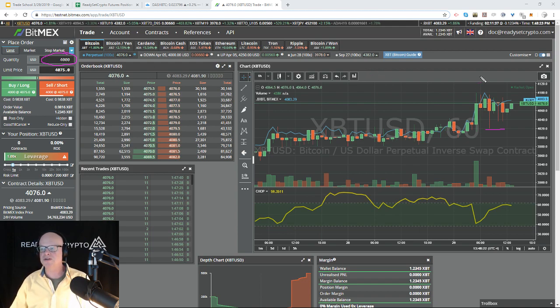So what it means is if you want to mimic one for one, so if the XBT USD goes up by 1 point and you want to gain $1 in the value of your position, then you would set this up for 4076 contracts. You would mimic the price of the underlying spot currency by buying that many contracts, and you will mimic the leverage of one Bitcoin with that.